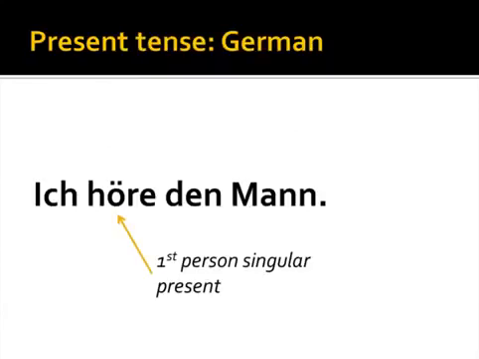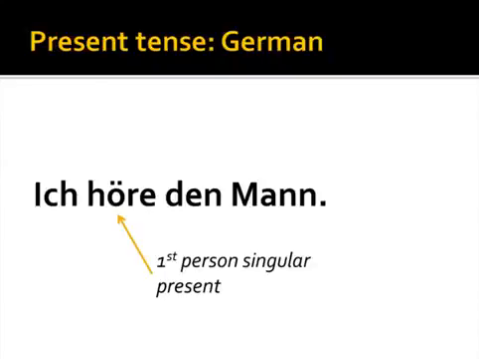So let's take a look at now in German. Ich höre den Mann. I hear the man. We have, again, a first person singular present tense form of the verb hören, and we have subject-verb agreement with the first person singular personal pronoun ich. Now, how do we form the present perfect tense in German? It's going to be slightly different.